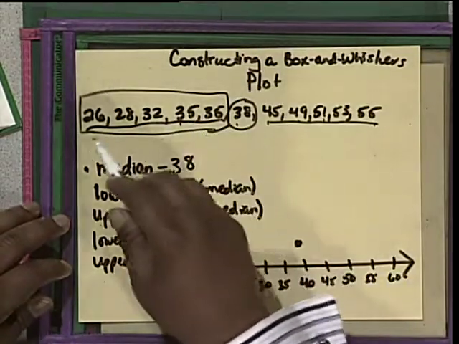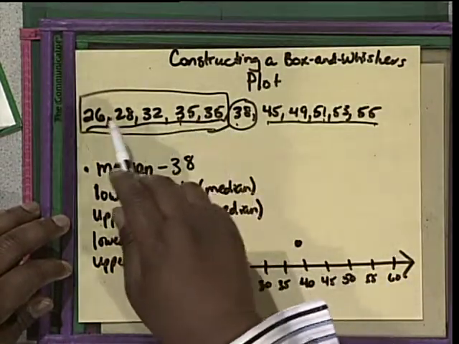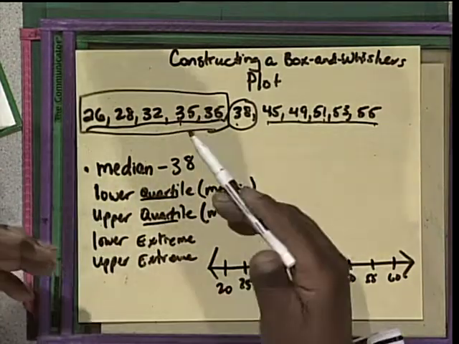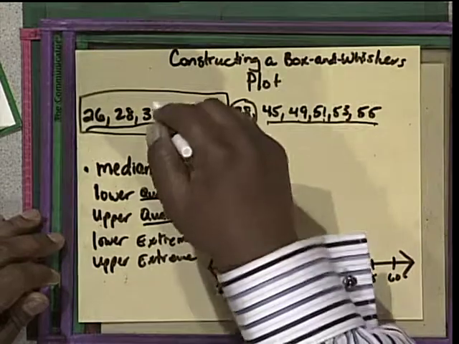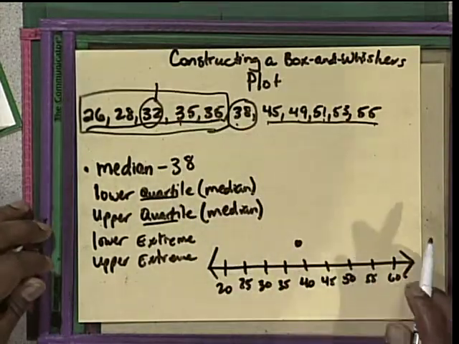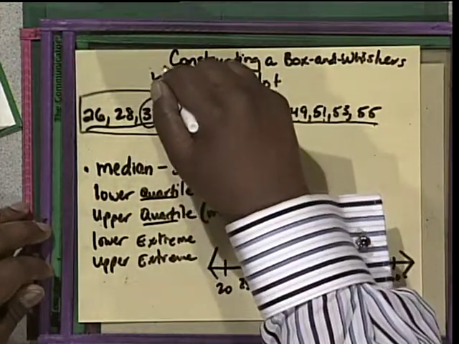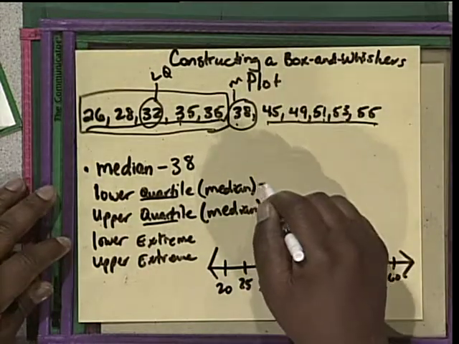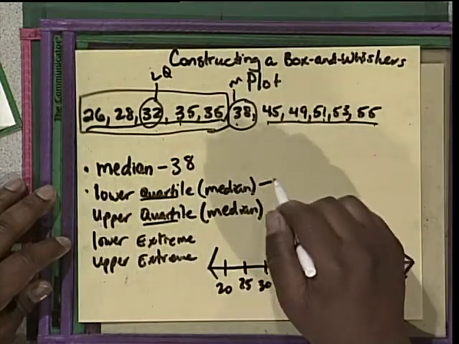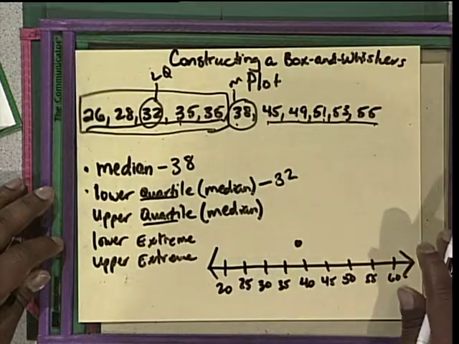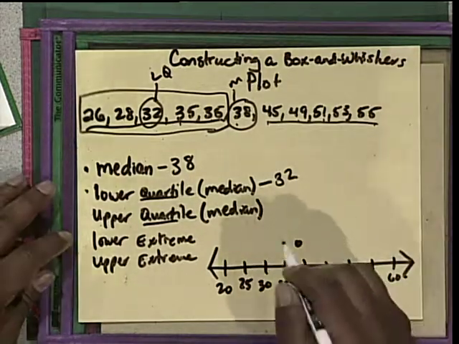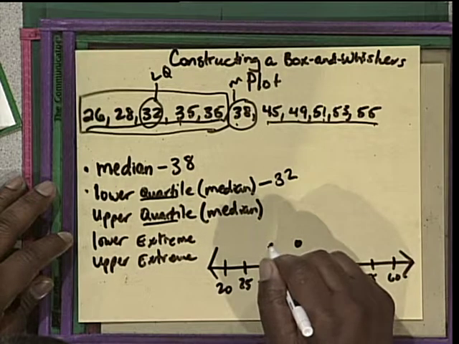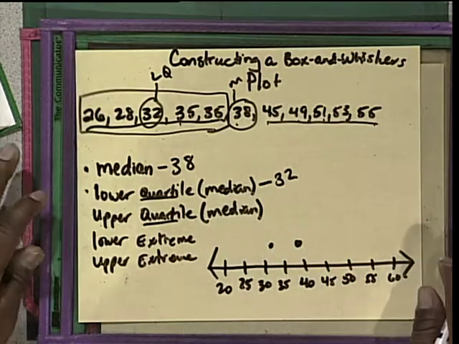So my median amongst those numbers, I have 1, 2, 3, 4, 5 numbers. Once again, it's an odd number, so therefore, it should be one number in the middle. 1, 2, which is 32, which is my lower quartile. I'm going to say LQ. So my lower quartile is 32. So I'm going to go to my number line and place 32 close to 30, but a little bit more, but not close to 35.